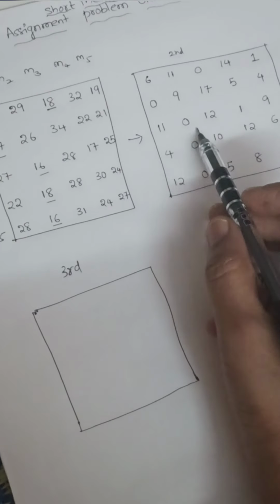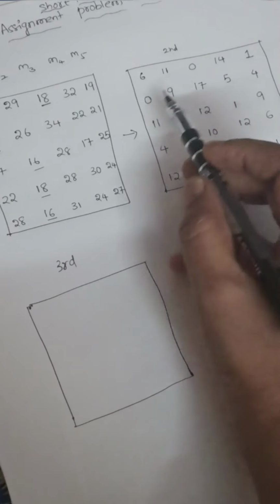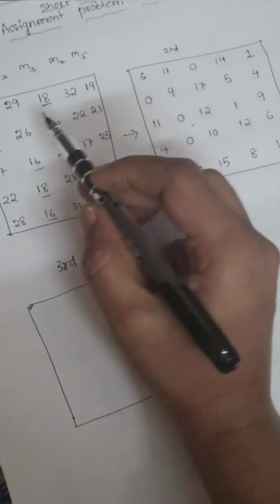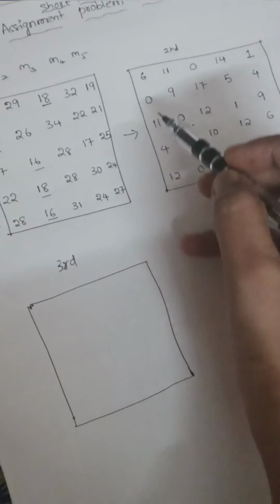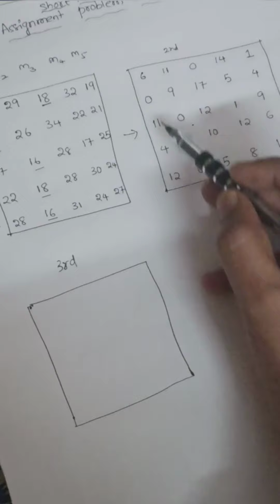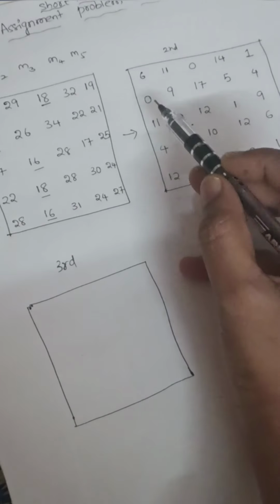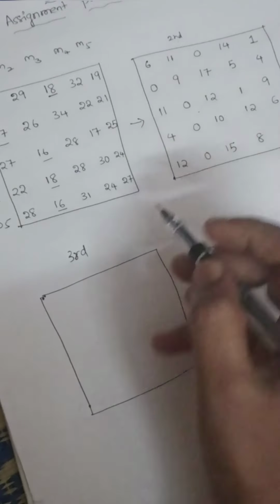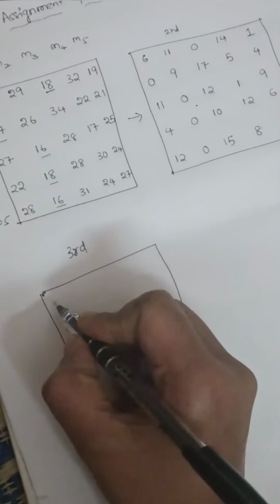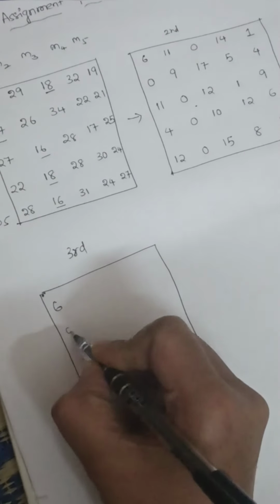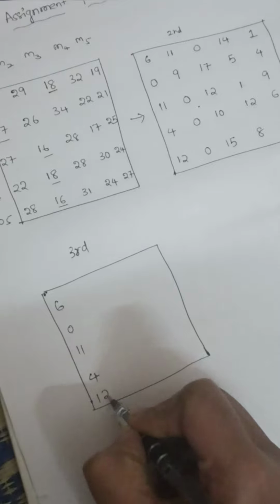Now from the second table we can form the third table. In the second table we did the row operations. Now in the third table go for the column operations. In column one: 6, 0, 11, 4, 12. Minimum is 0. So this entire first column stays as it is. I am writing this in the third table: first column 6, 0, 11, 4 and 12.